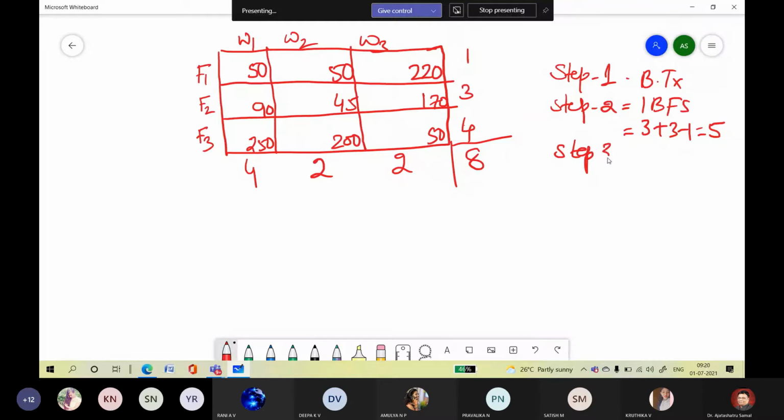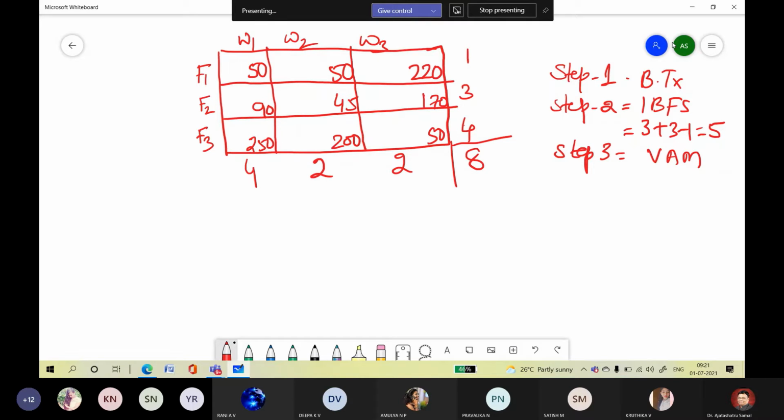Step 3, VAM method. I told you there are 3 methods in a transportation problem. One is called the Northwest Corner method. Next one is called the least cost method. Third one is the VAM method, the Vogel's Approximation method, one of the perfect methods in a transportation problem. VAM gives you the optimal solution. Further, if you want to go for optimality, the reduction of the transportation cost, you have to go for the MODI method. This I have discussed in the last class.